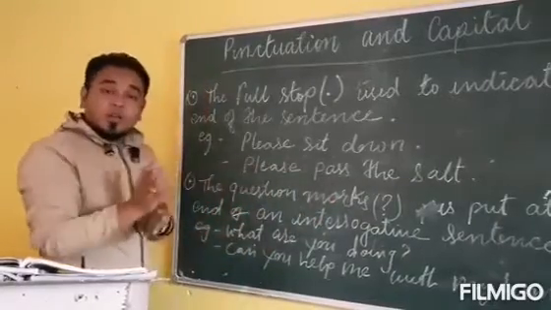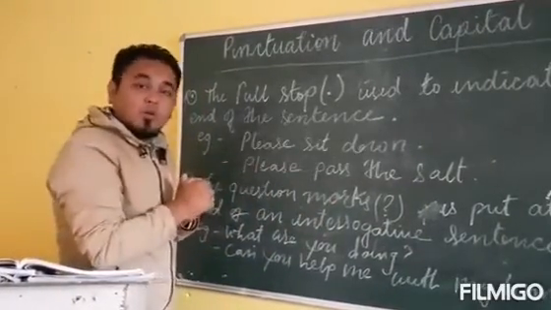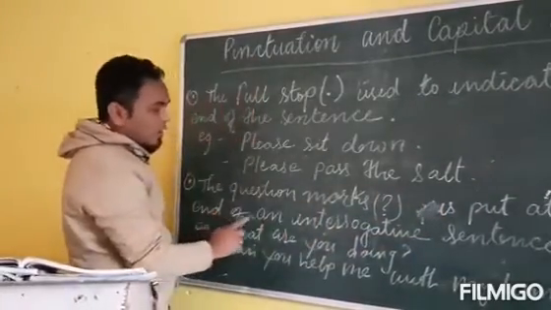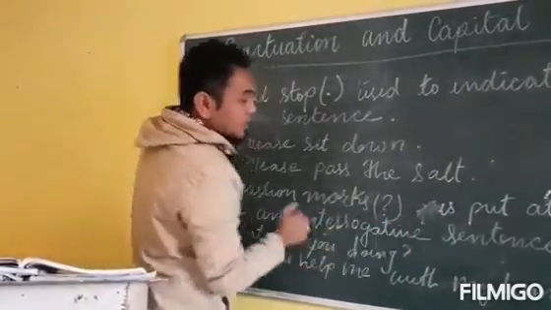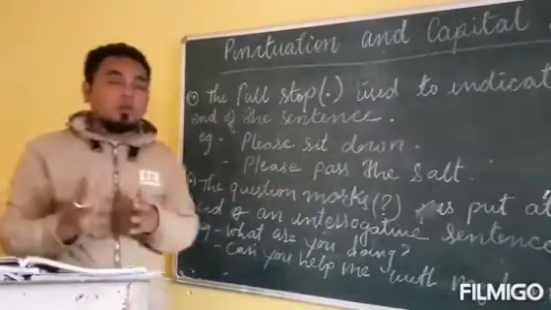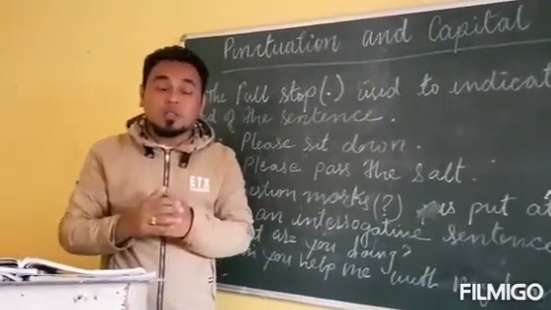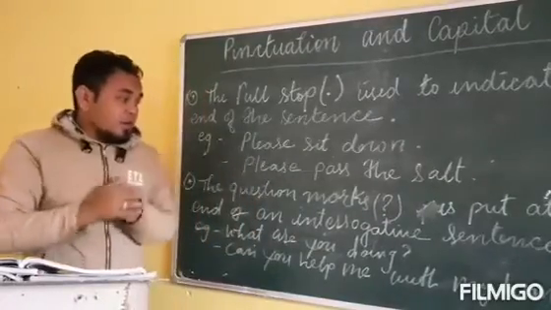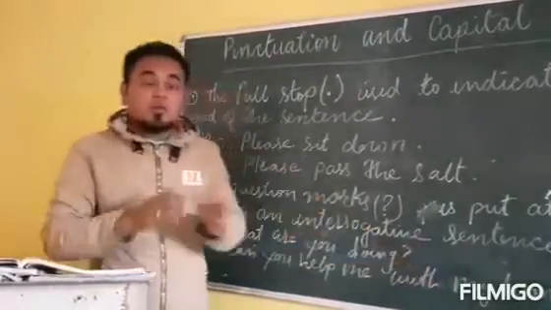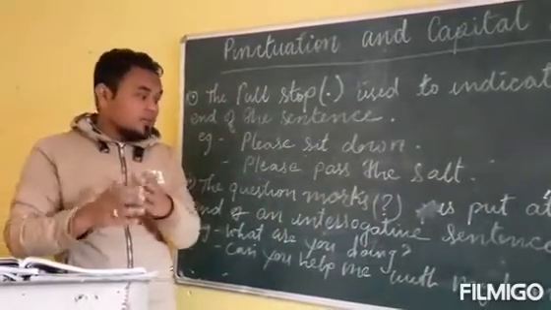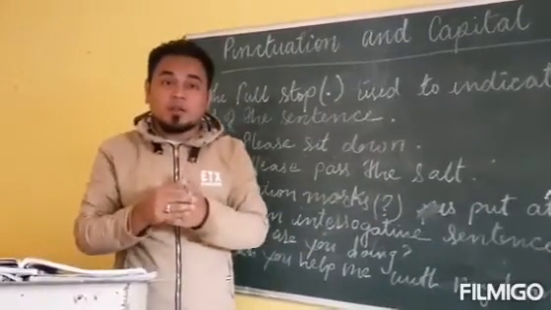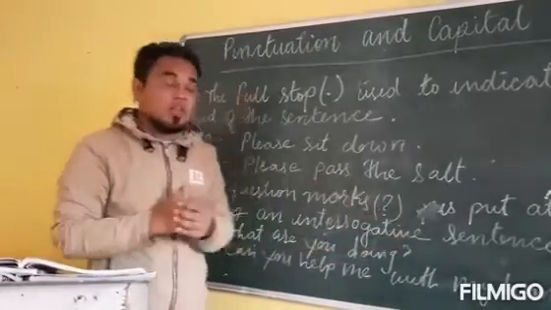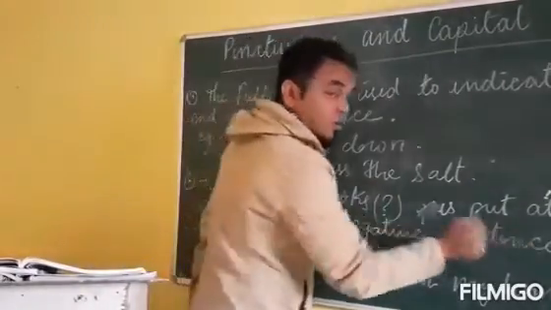When in the sentence do you have to put the question mark? A question mark is put at the end of an interrogative sentence. When the interrogative sentence ends, that time you have to put the question mark. So what is an interrogative sentence? Interrogative means someone is asking you something. That type of sentence is known as an interrogative sentence. That time you have to put a question mark.